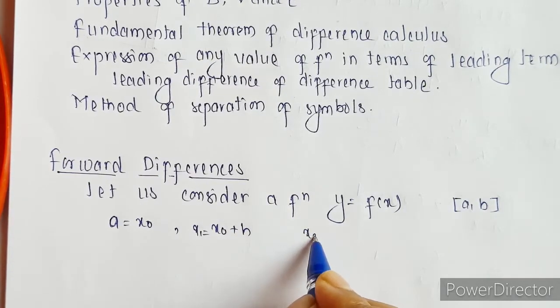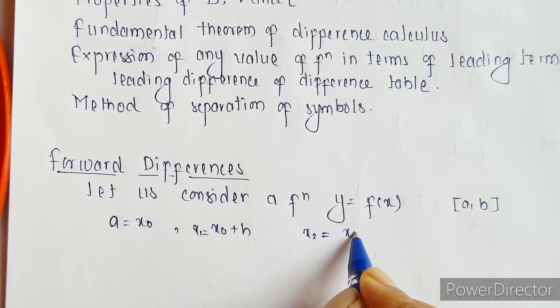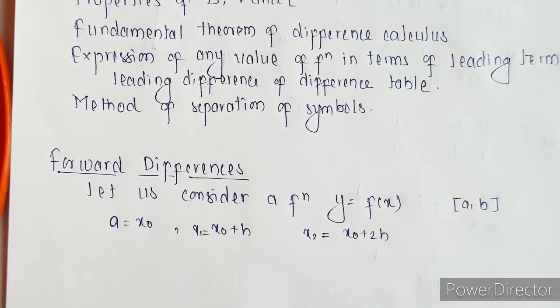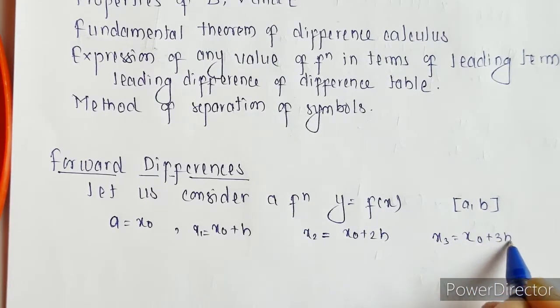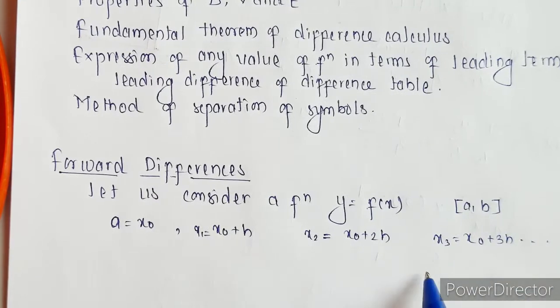Then second point, we can take x naught plus 2 times h because we are taking difference of h. Then third, x naught plus 3h, and so on. The last point, that is x naught plus n times h, we can mark it as xn, or we can mark it as b, because this is our last point.